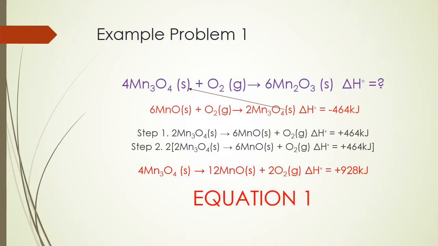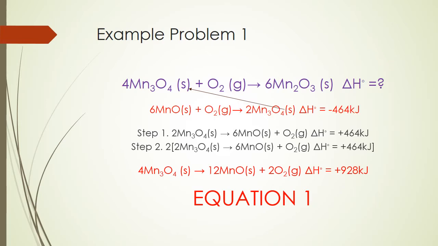We take our first given equation: 6 MnO solid plus O2 gas yields 2 moles of Mn3O4 solid with delta H of negative 464 kilojoules. It's always important to remember that delta H is measured in kilojoules. And we see that we've got a compound, Mn3O4 solid, that is in common in both the target purple equation as well as our given red equation. So we want it to look exactly like the target equation. Remember, I said you have to always focus on your target equation.